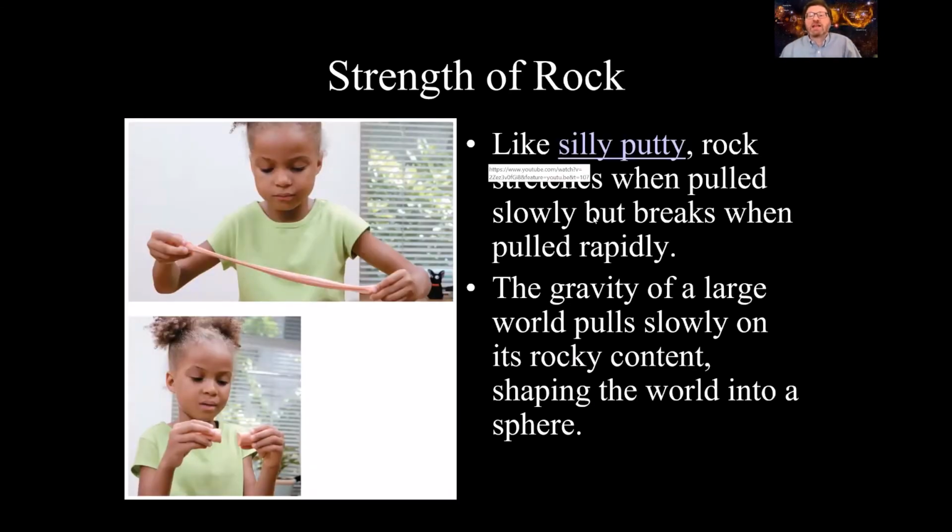It kind of acts like silly putty. Silly putty is a neat kind of substance. If you just have it in your hand, you can pull it apart and it stretches. But over shorter times, it acts very rigidly. If you take silly putty and you throw it and smash it into the ground, it'll shatter into pieces. It won't just blob up on the ground.